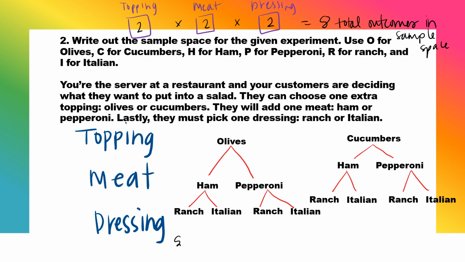Olives, ham, ranch, that's my first, following the first branch of my tree on the left. I could also have olives, ham, Italian, or olives, now I'm following this line, olives, pepperoni, ranch, olives, pepperoni, Italian.